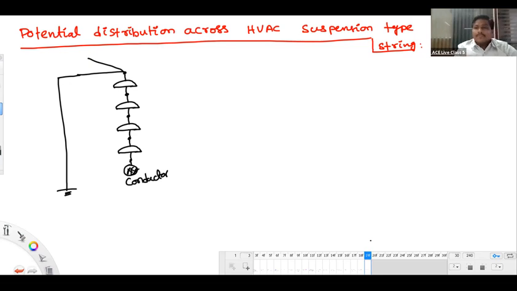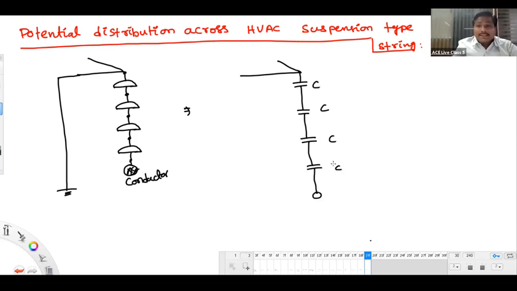And this was the conductor. I know already that for AC operation, each and every disk is represented as a capacitor. So each disk we are going to represent as a capacitor like this, 4 capacitors. Each disk has equal capacitance; each disk is identical. Next, kindly understand the tower is connected to ground.